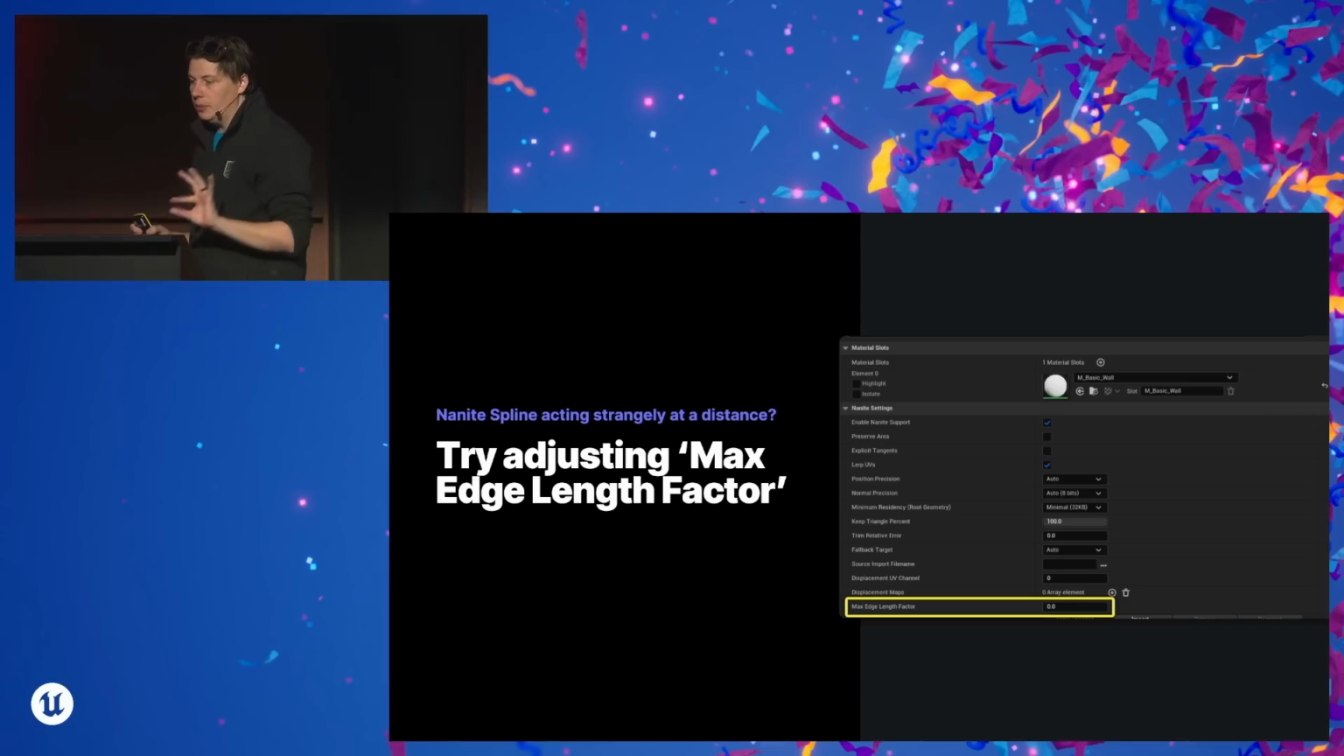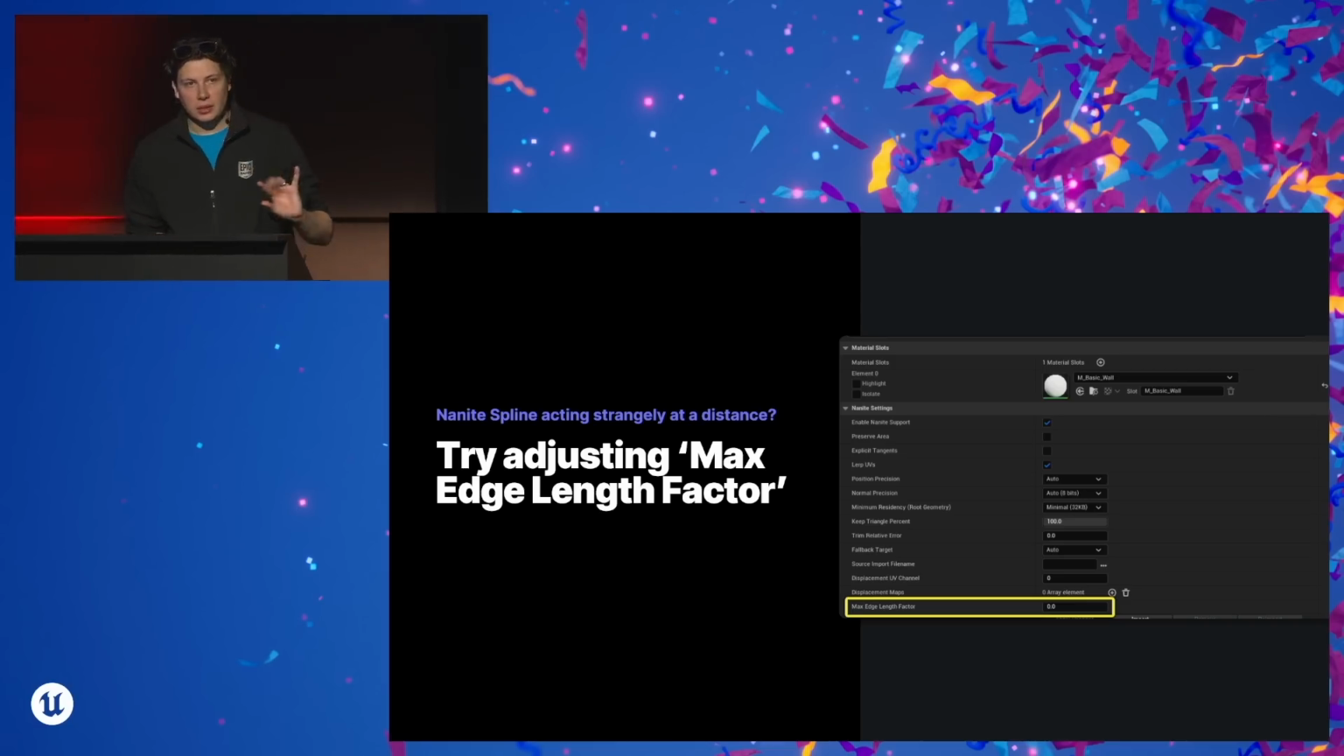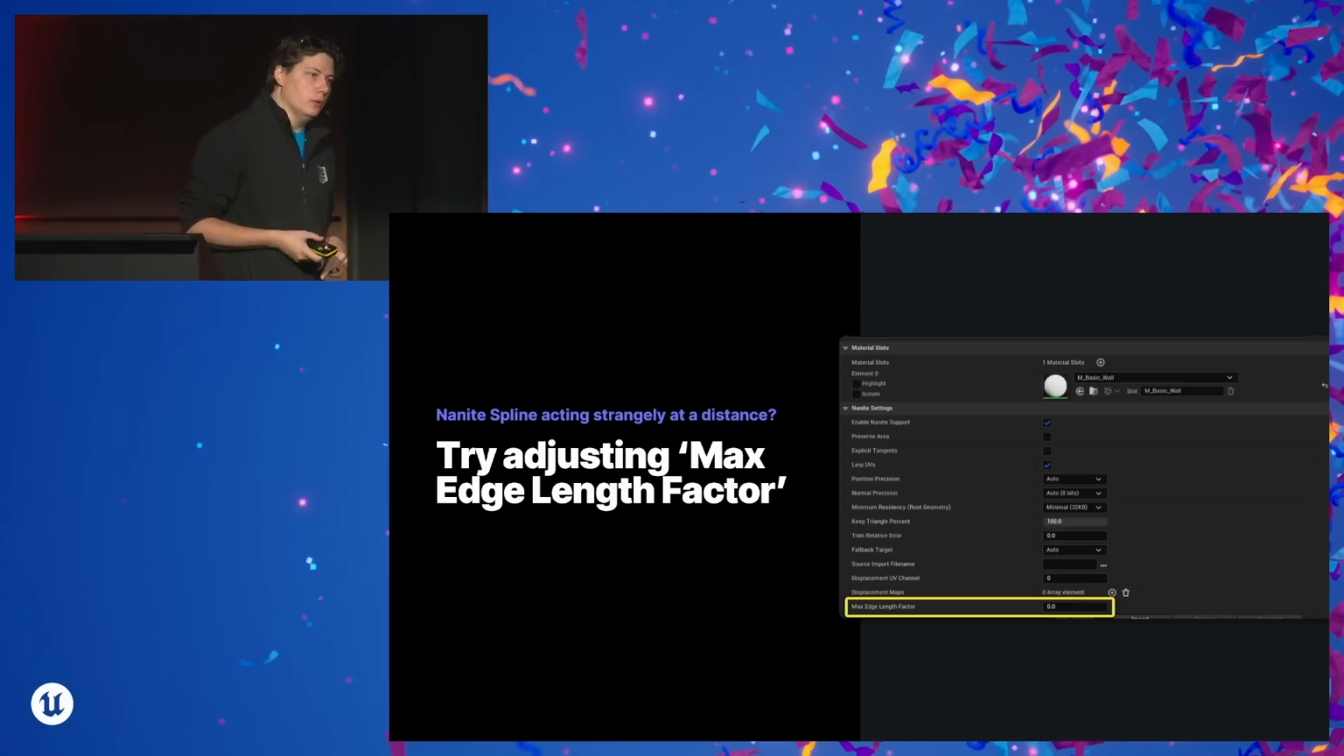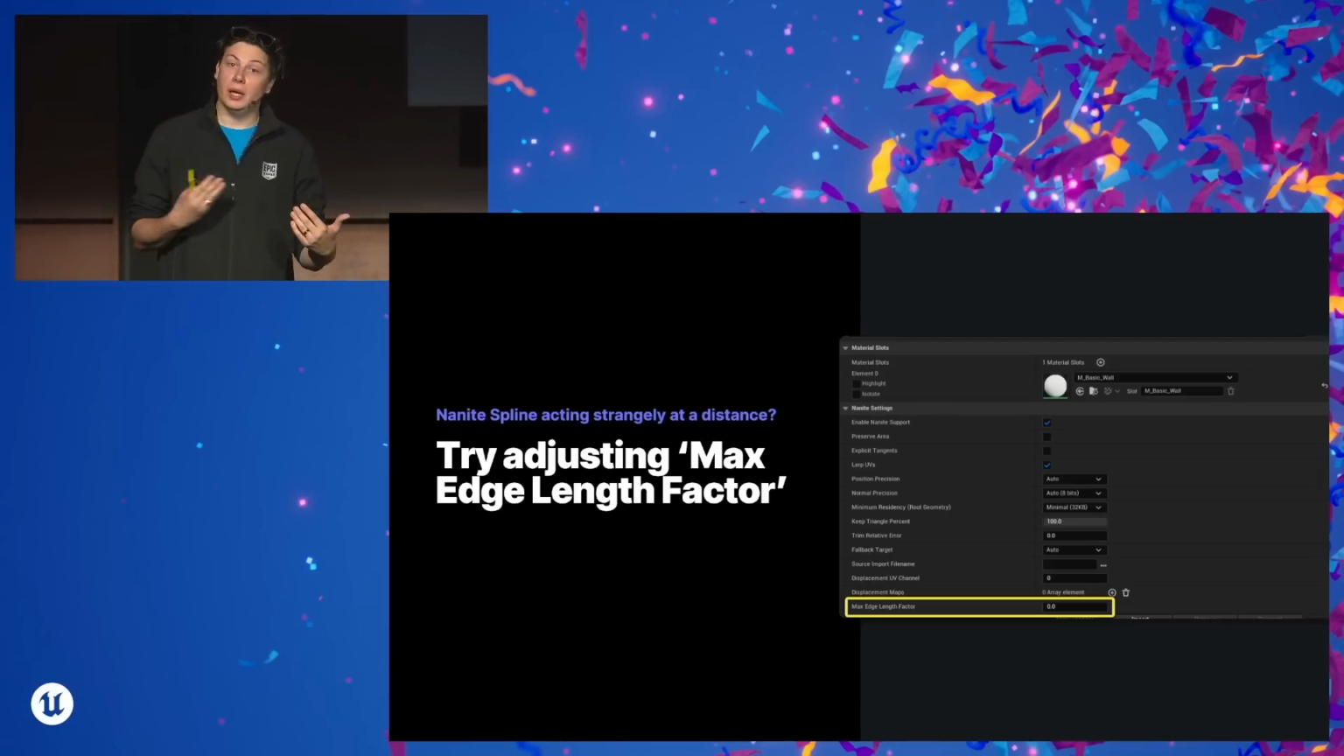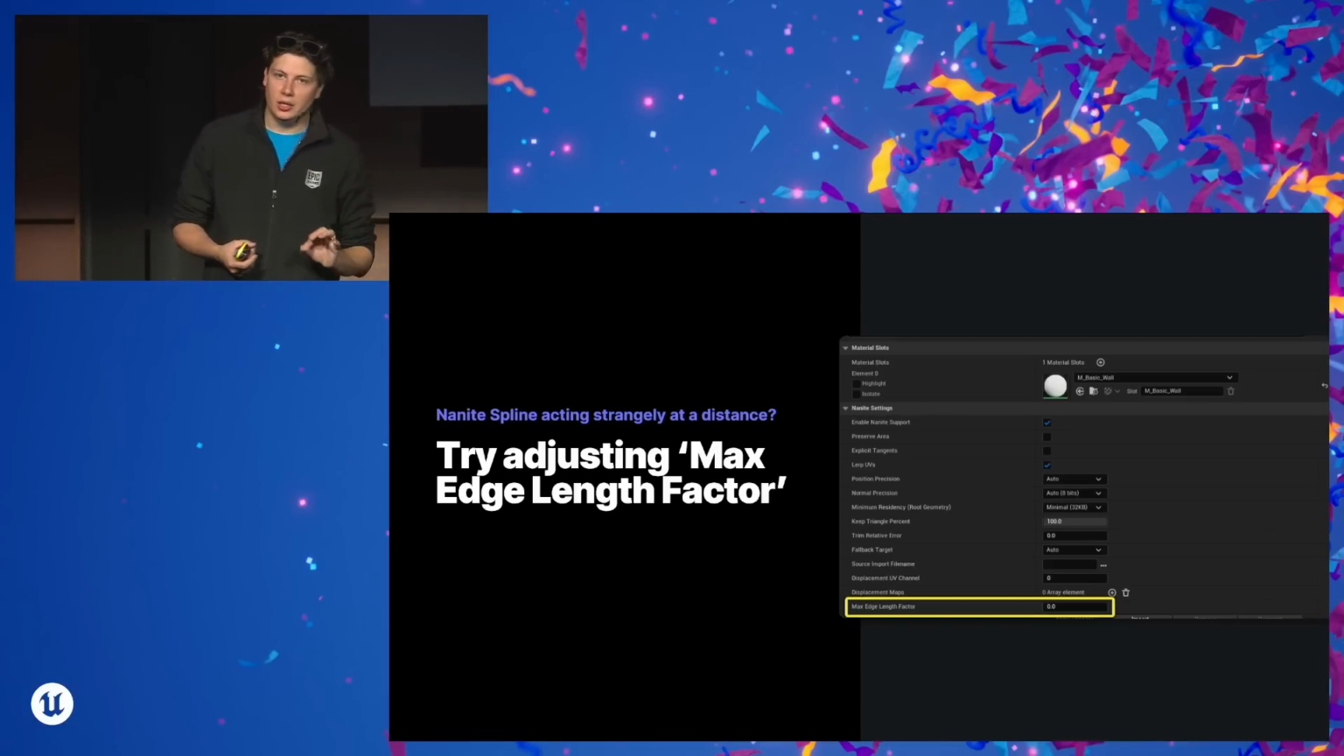I just wanted to flag that there is a little property that we've added called max edge length factor, which is a little tucked away. But if you're making sure that all of your Nanite splines are working nicely, often it's just a case of opening up the mesh and changing that max edge length factor.